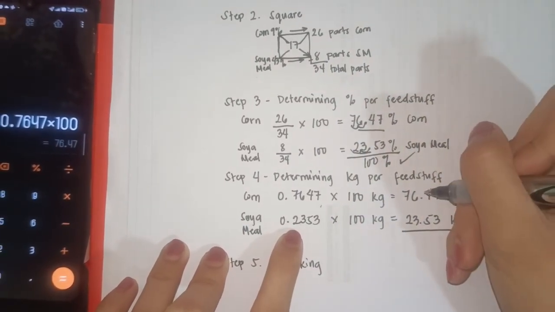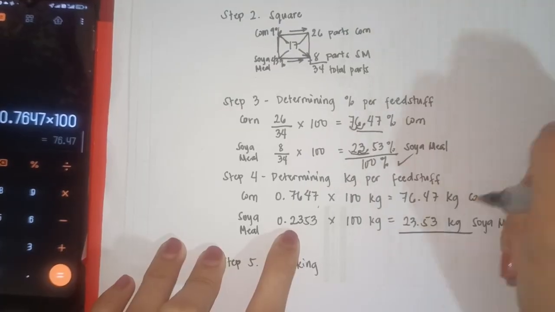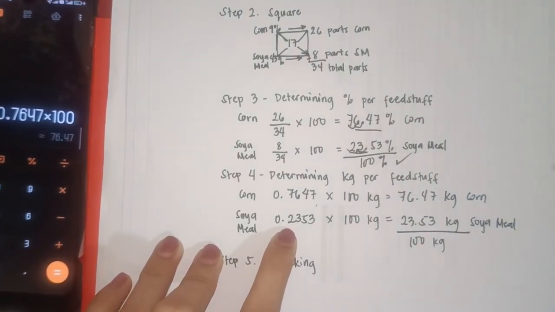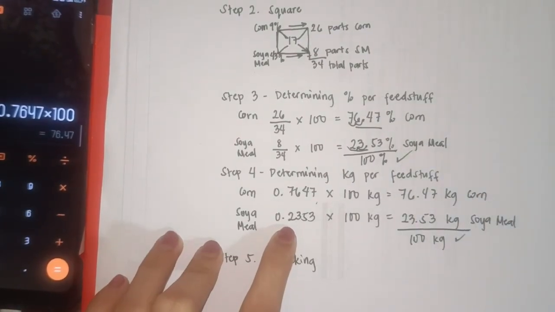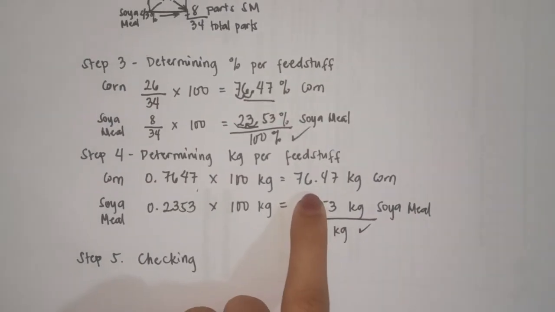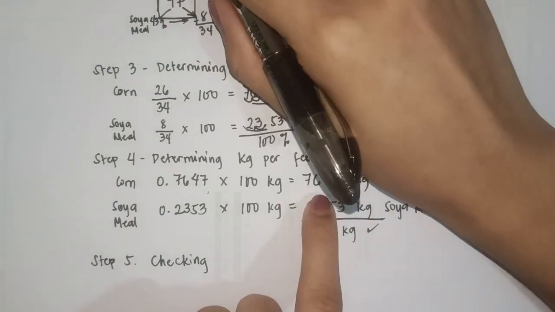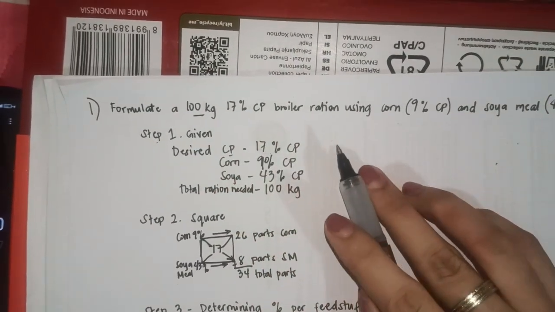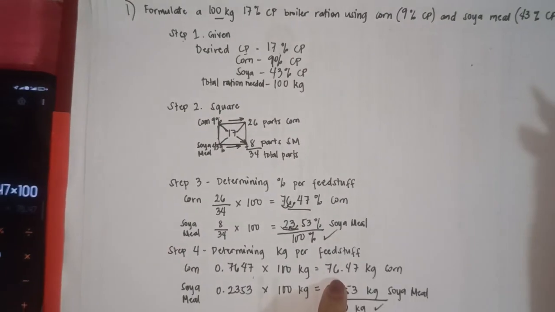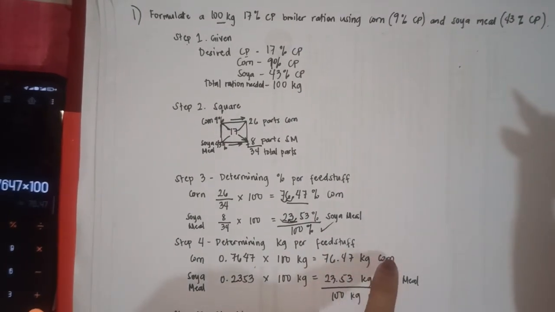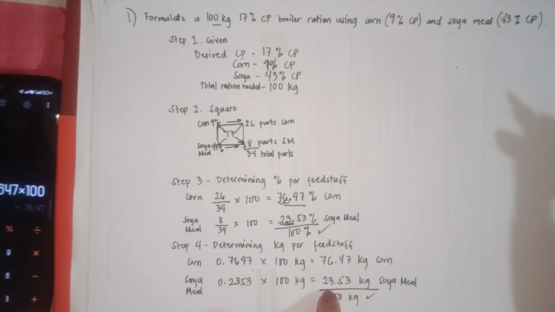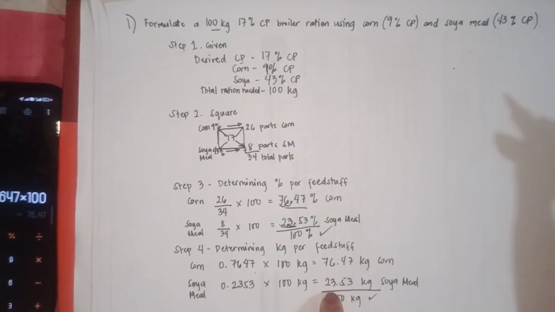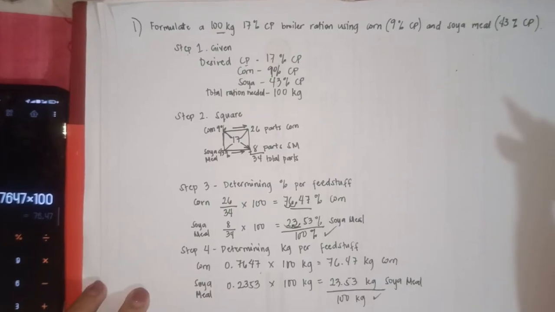So if we add these things up, that would yield 100 kilograms. So it is correct. So what does this mean? So in every 100 kilograms of the broiler ration that we made, we have to use 76.47 kilos of corn and then mix it with 23.53 kilograms of soya meal. So that's what it basically means.